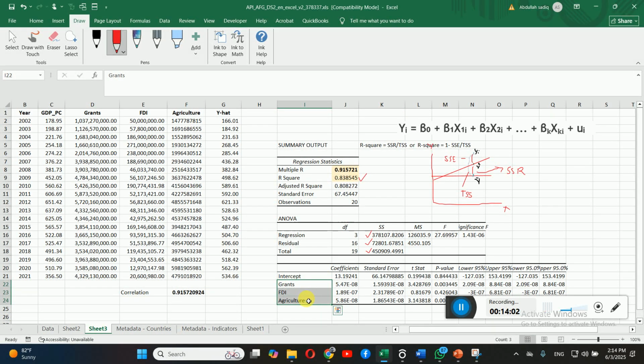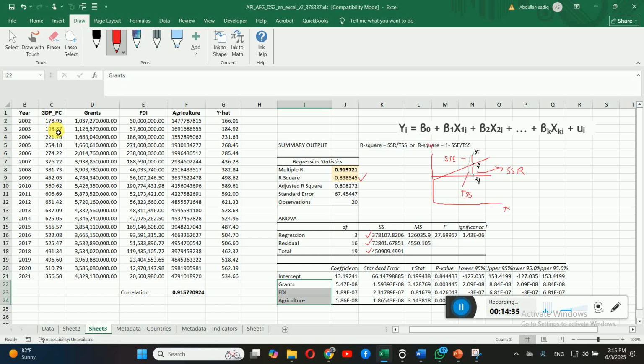Very clear. So you can say how much total variation is explained by these three independent variables. You can say 83.85%, and almost 17% of the variation in our dependent variable y is due to other factors. So you can say 83.86% of the variations or changes in GDP happen due to these three independent variables, and the rest, about 17%, is not captured by the model.